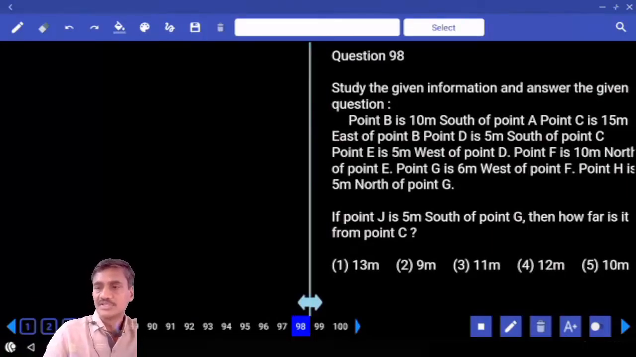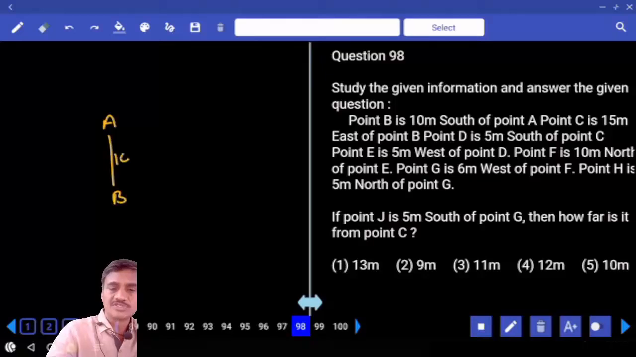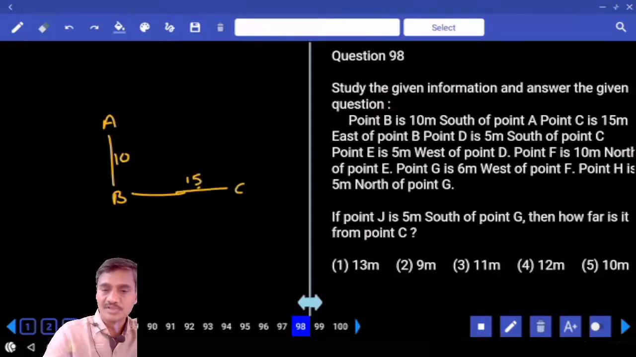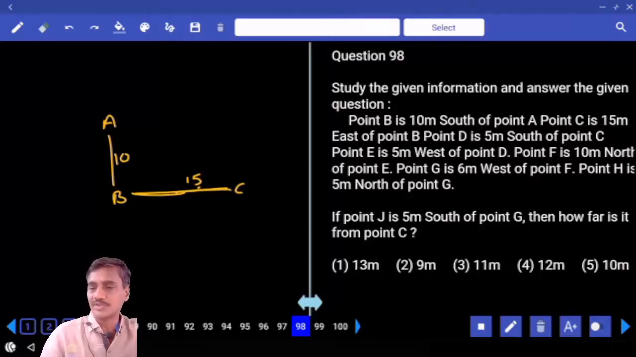Now B is 10 meters to the south of A. A is here, B is here. What is the distance between these two? 10 meters. C is 15 meters to the east of B. Now C, what is the distance we have? 15.